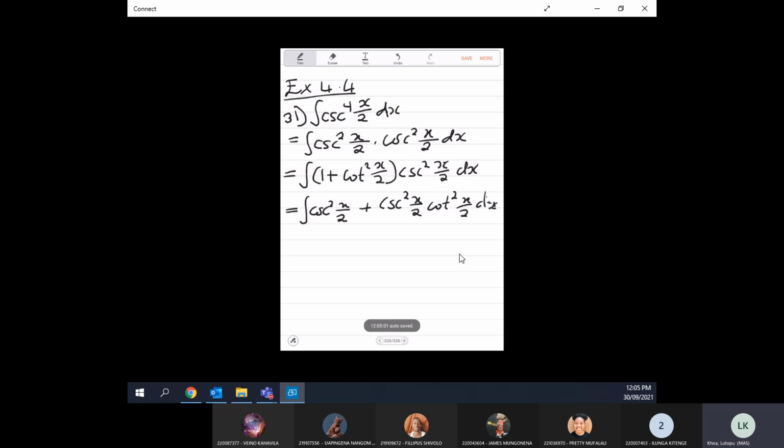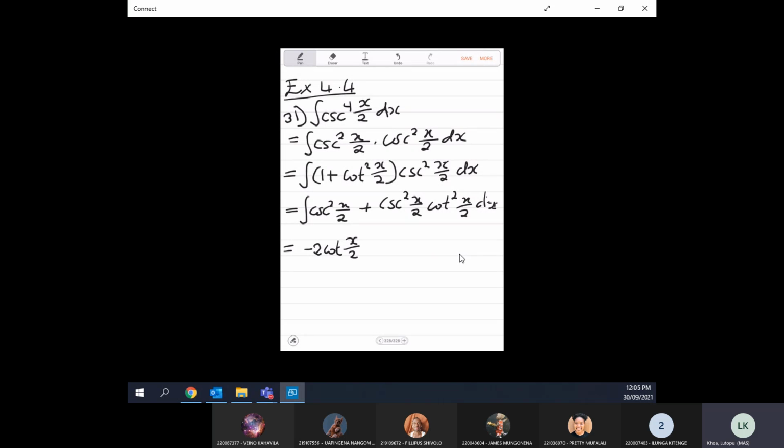And now everything is easy to integrate. The first one, cosec squared x over 2, the integral of that is just negative cot of x over 2, and then we divide by the derivative of x over 2, which is dividing by a half. That's the same as multiplying by 2. So for the first one, we get negative 2 cot x over 2.